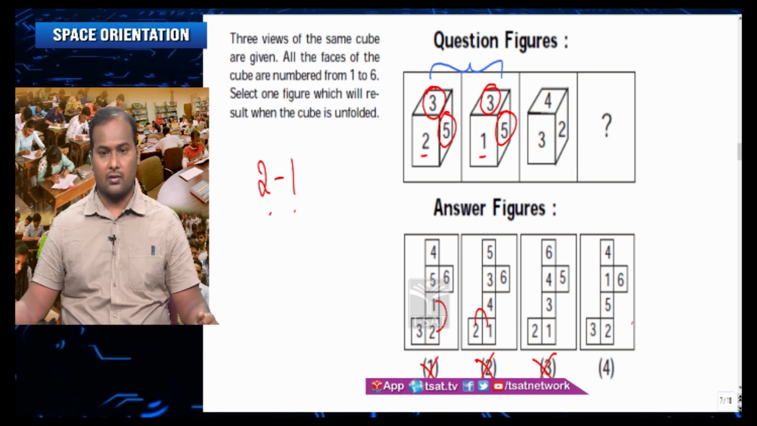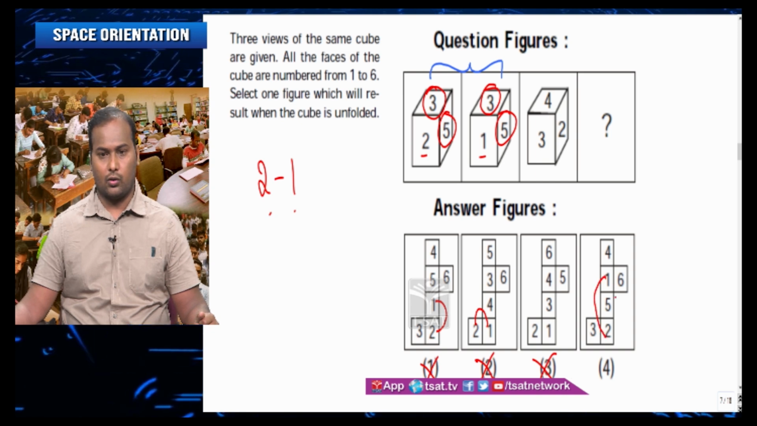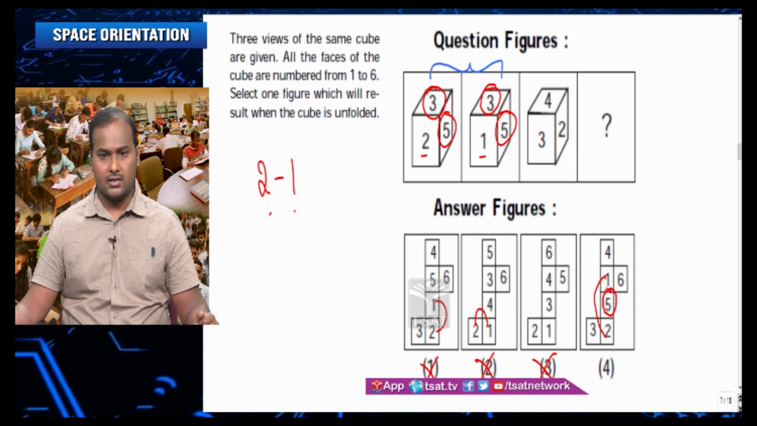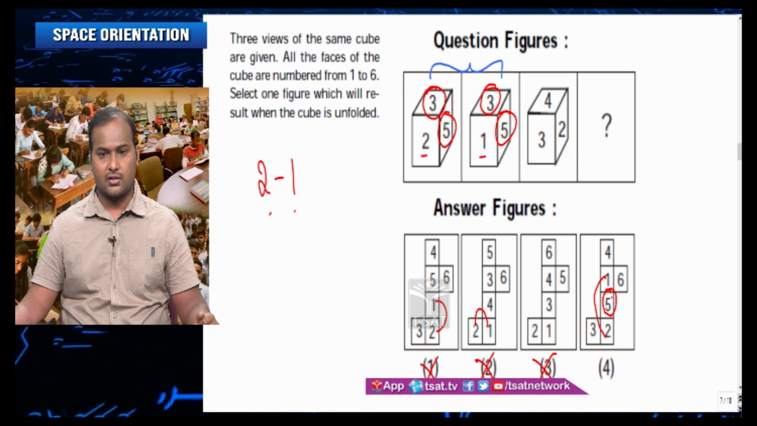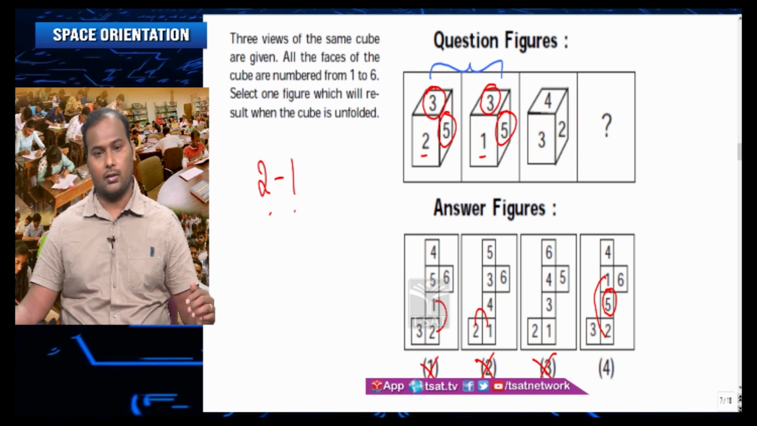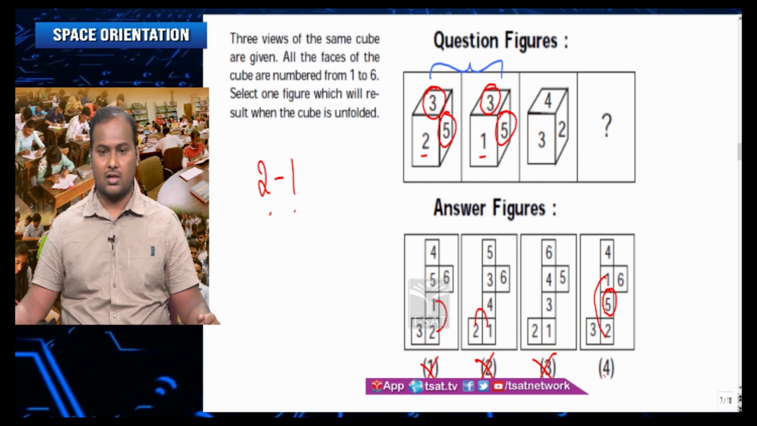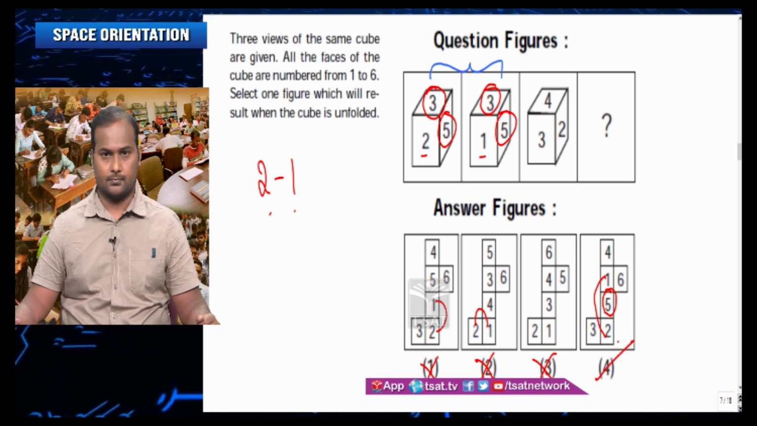Now you come to option 4. In option 4, see here 1 and 2. In between 1 and 2, you have one face. That is, between two opposite faces, only one face is present in the middle. In this case, between 1 and 2, 5 is there. So the answer is option 4, which is correct.